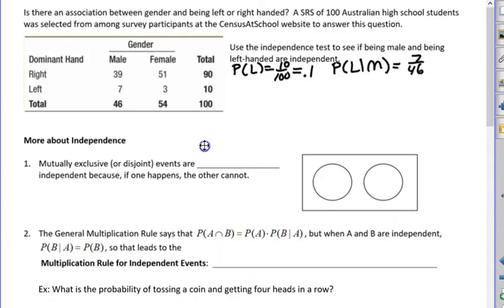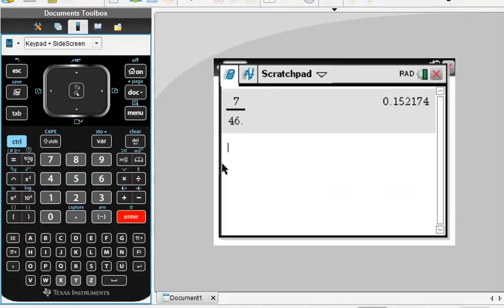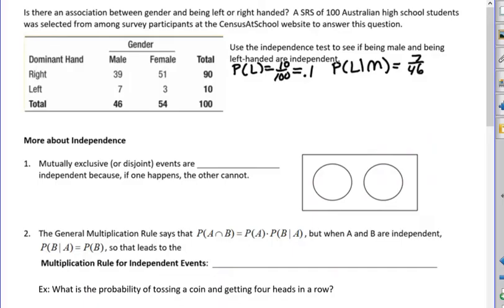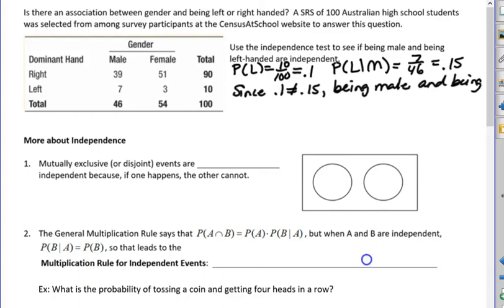So we're looking at only the males. I think I did this on my calculator earlier. Yeah, that's 0.15. So I need to make a conclusion here. Since 0.1 is not equal to 0.15, being male and being left-handed are not independent.